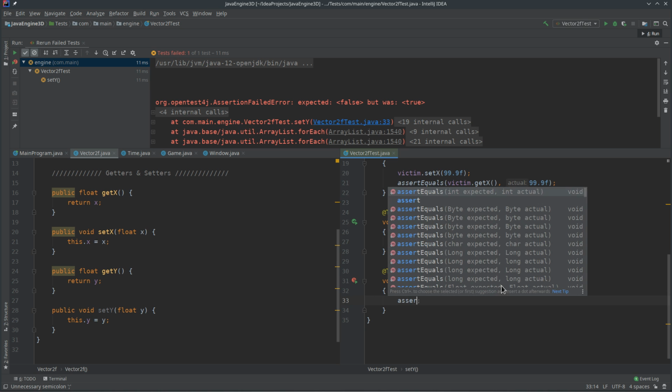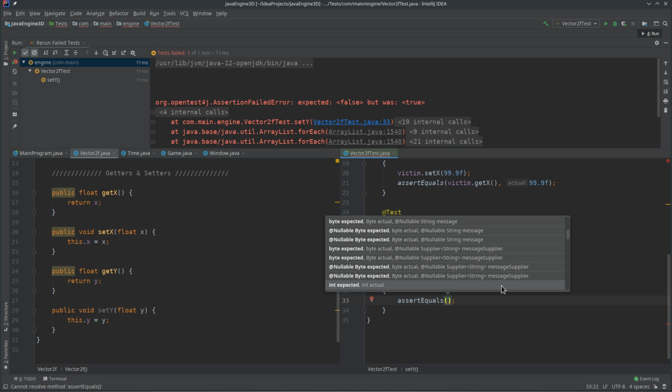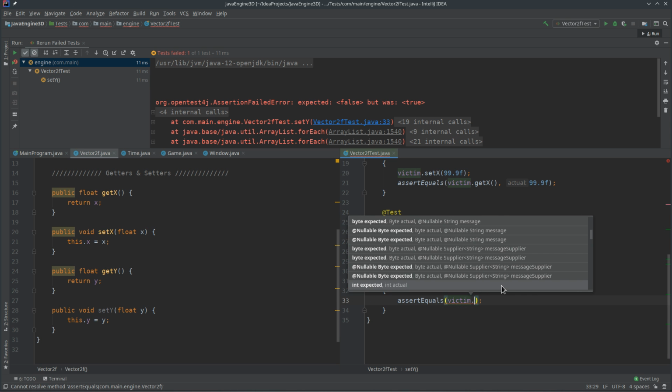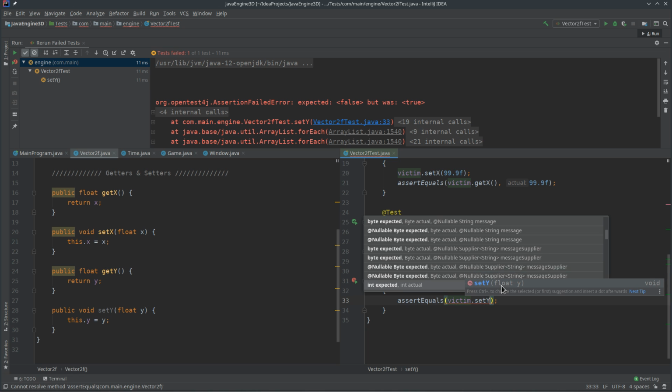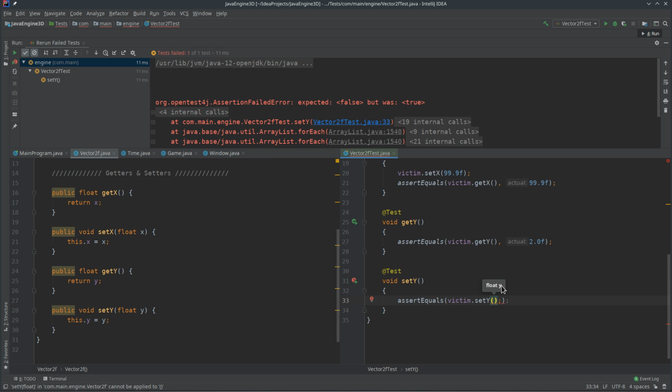So, assertEquals, and it's victim, yeah, victim dot setY. And we are going to set it to, this isn't an assert, we are going to set Y to 50.54, that'll do, f. Okay, and then assert.